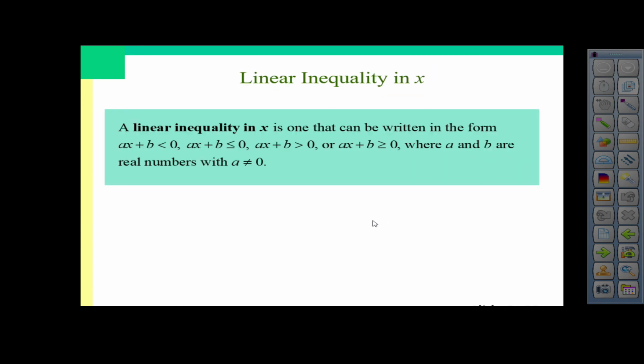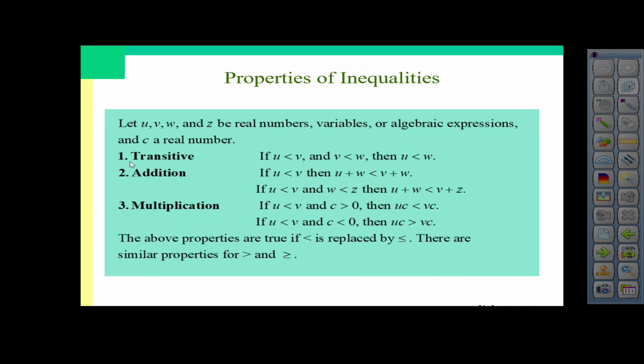Inequality. Well, a linear inequality in x, almost same description as the equation, is one that can be written in the form ax plus b less than, obviously less than or equal to, greater than or equal to, 0. And a and b are real numbers, and a is not 0. Sure, because if it's 0, that means there's nothing here. You're going to end up with b less than a number. That's not a linear inequality when you have x. Same rules that we talked about, transitive, addition, multiplication, exactly what we've gone through for the equation. The same thing for inequality.